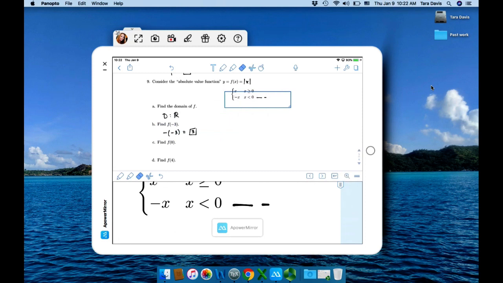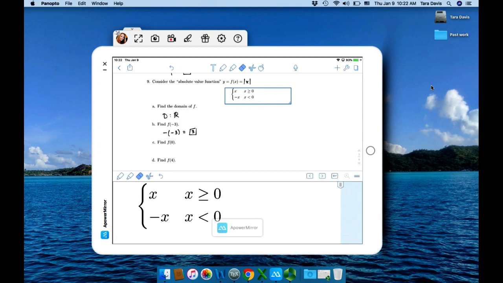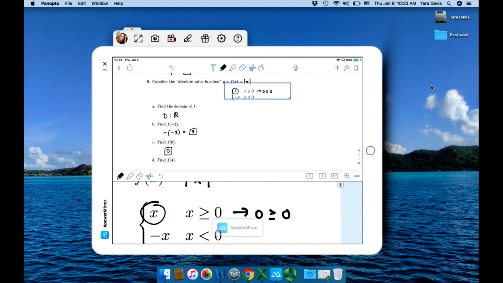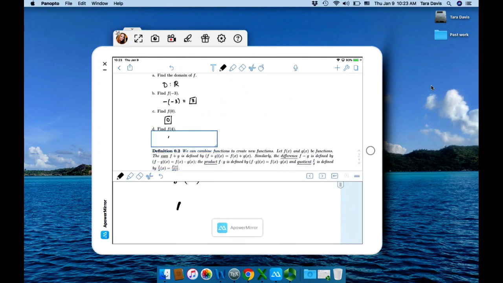Okay, now f of 0, we're in the first situation because 0 is greater than or equal to 0, so then I just plug 0 in this equation, so I literally return 0. Okay, and then lastly, when x is equal to 4, you get to figure out that you're in the first situation, so you plug into the first function, and you just return 4, okay?